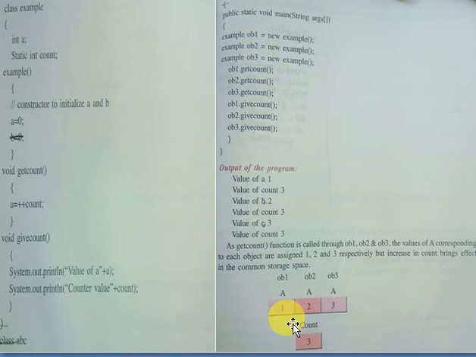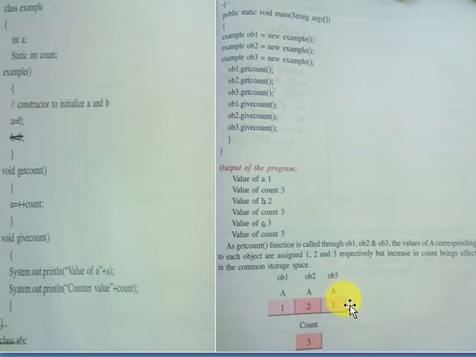Then ob2.getCount. Once again the getCount function is called. A = ++count. Count is incremented by 1. Count becomes 2. That 2 is given to A, but this time it is ob2's A, because ob2 is calling this function. Then ob3.getCount. Once again count is incremented by 1. Count becomes 3. That 3 is given to A, so A becomes 3 for ob3.